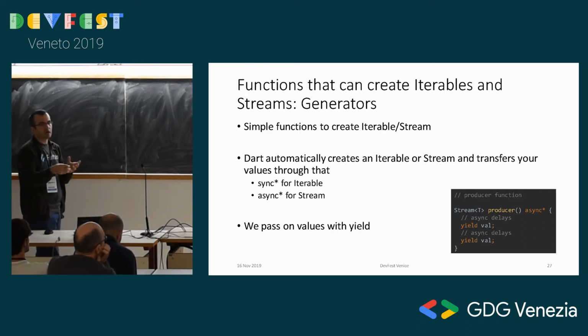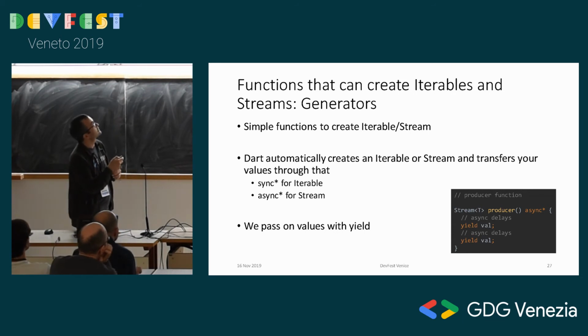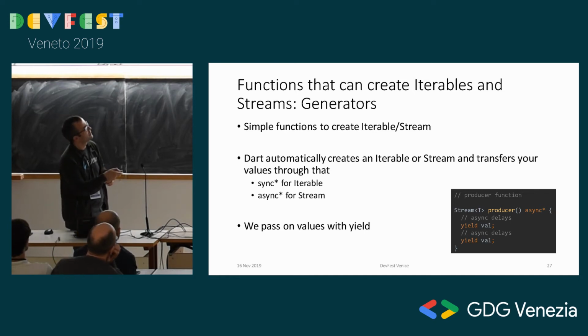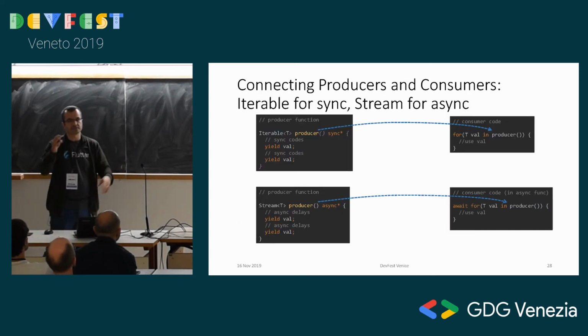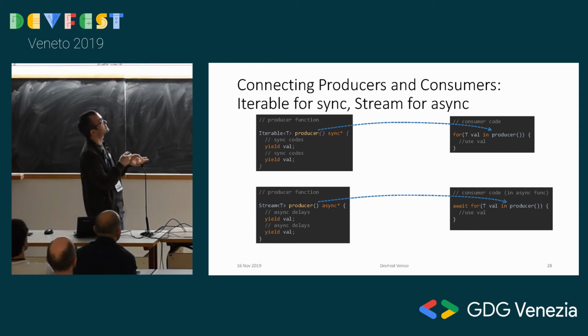Okay, so let's talk about how we can create these streams a little bit. There is more syntactic sugar in Dart for that. You can create a simple function that will create an iterable or a stream for you. That function is over here. The values, you pass them using the yield keyword rather than the return keyword because there are multiple ones of them. And it automatically wraps that into a stream, and that stream emits whatever values you give. So it automatically creates this stream for you. You don't have to set up stream controller, etc., all those classes. You can just use this generator pattern.